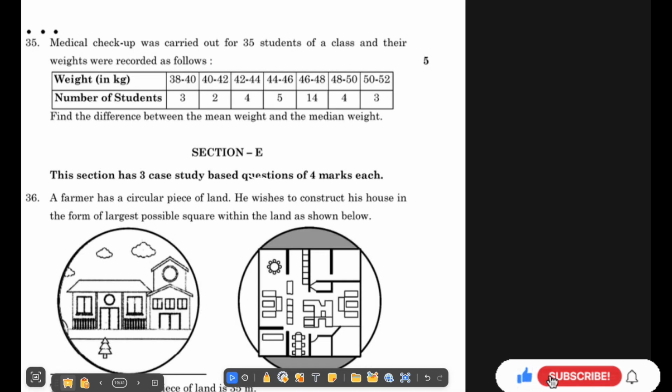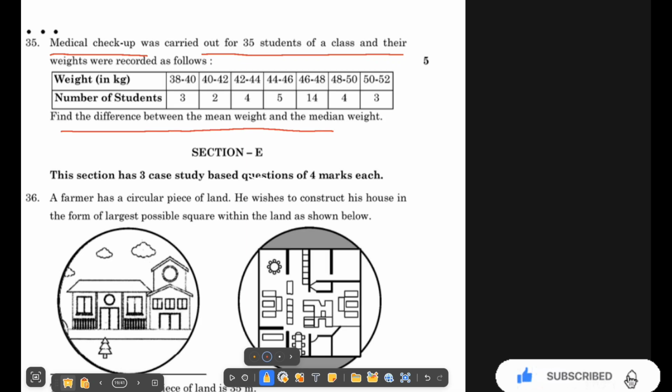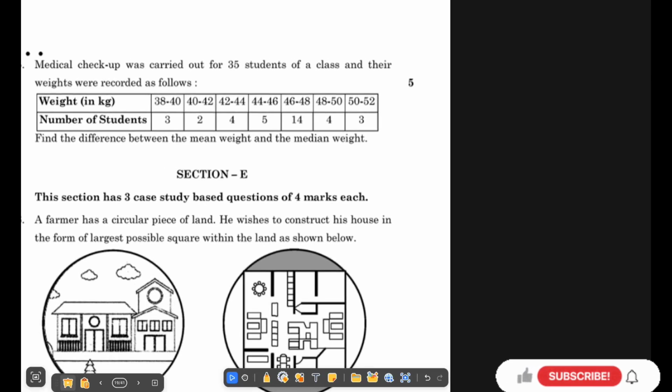Now the 35th question. What is the 35th question? A medical checkup was carried out for 35 students of a class and their weights were recorded. Here weights of students and number of students are given, and we have to find the difference between the mean weight and the median weight. First of all, we have to find the mean and median, right? So what is the data here? Okay, let us take the table.